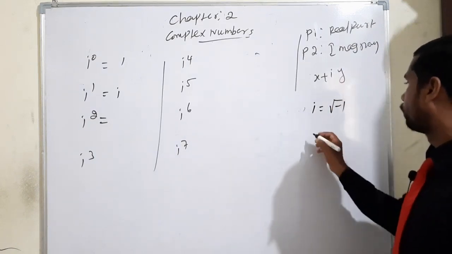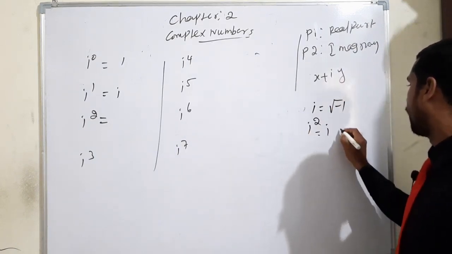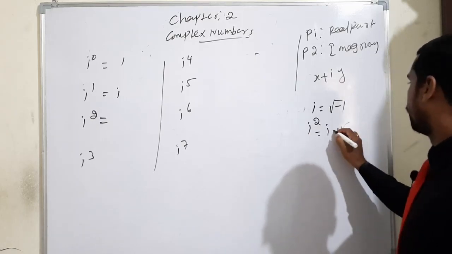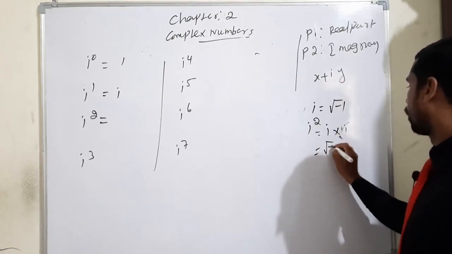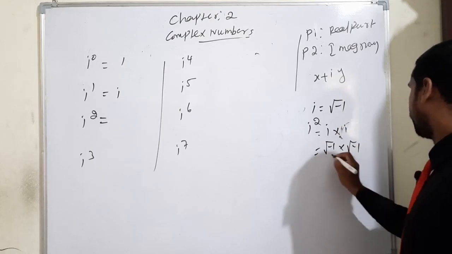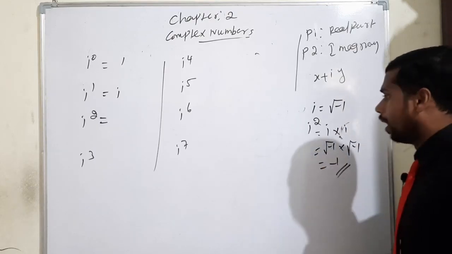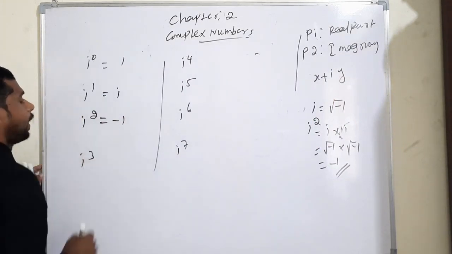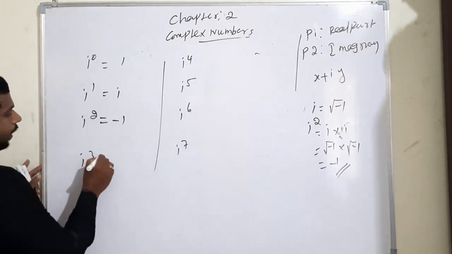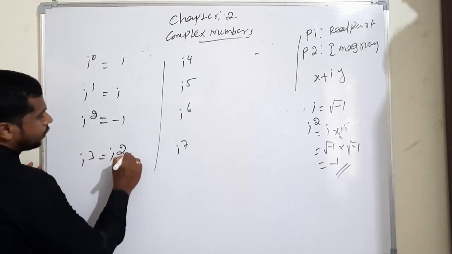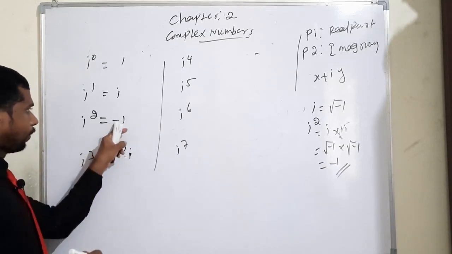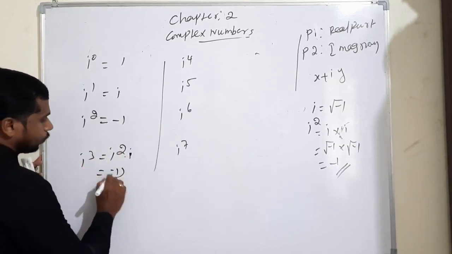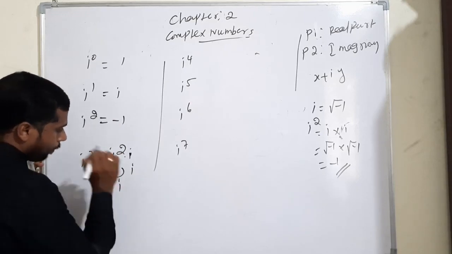So i square means i into i, which means root of minus 1 into root of minus 1. So the value will be minus 1. Therefore, i square is equal to minus 1. Then i cube: we can split it into i square into i. I square we just found is minus 1, so minus 1 into i, the value will be minus i.